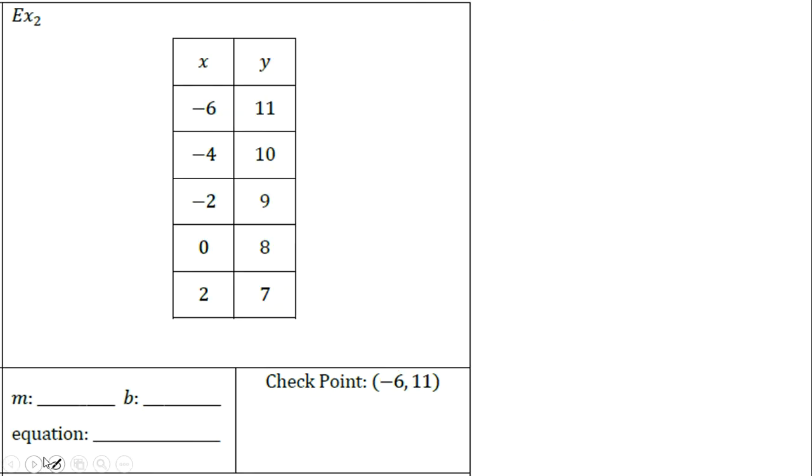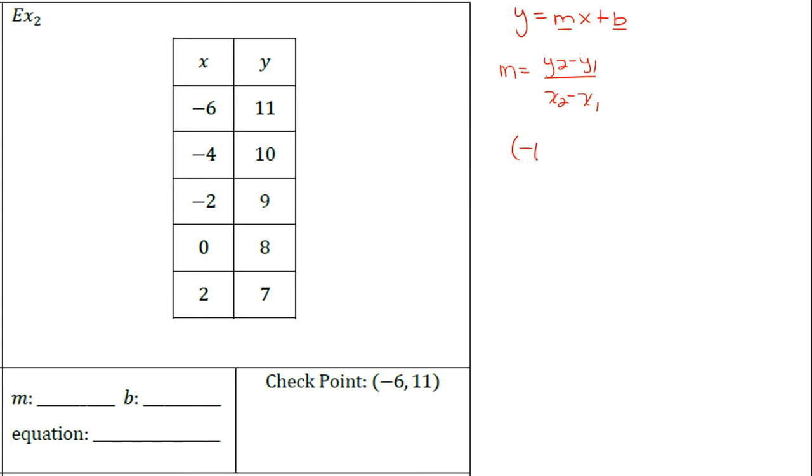Our next example is a function table. Again, we're going to write it in slope-intercept form. We need to find the slope and the y-intercept. So let's just pick any 2 points from the table to find our slope. And let's remember, our slope formula is y2 minus y1 over x2 minus x1. I'm going to choose the first 2 ordered pairs of my table.